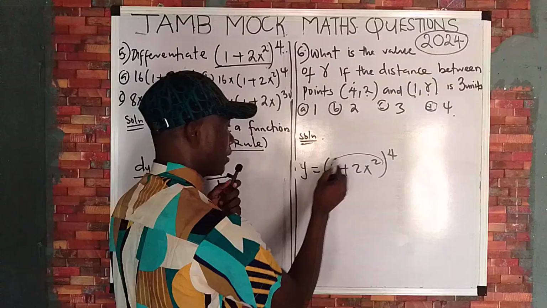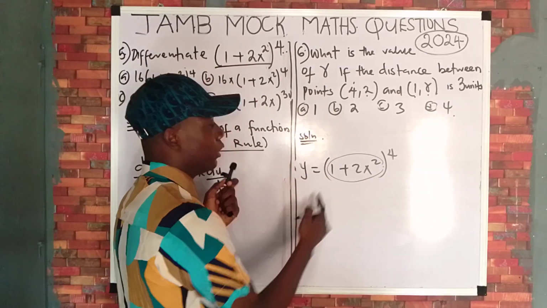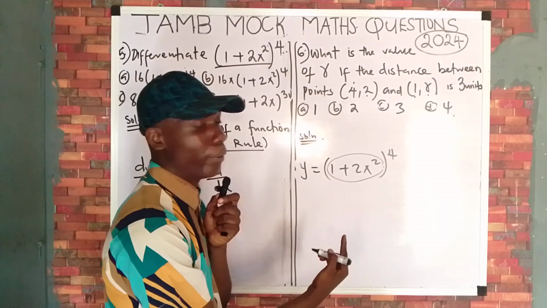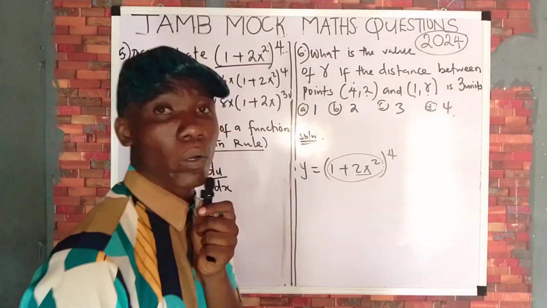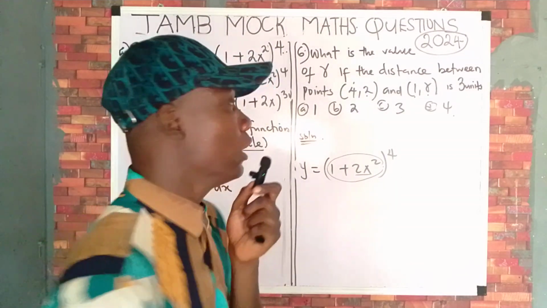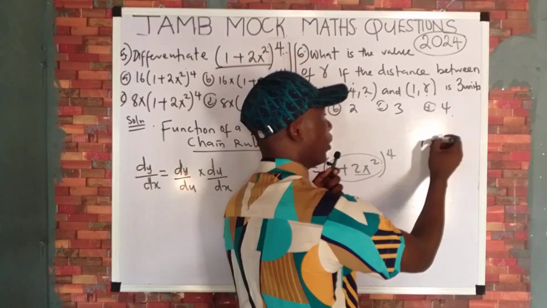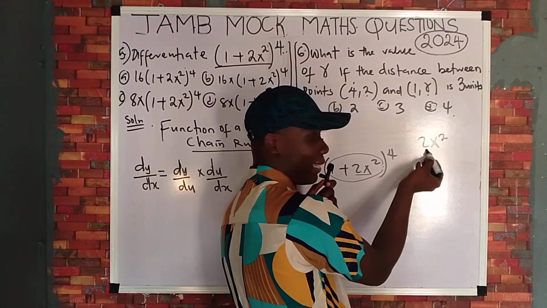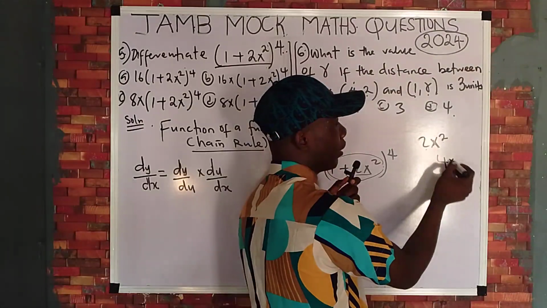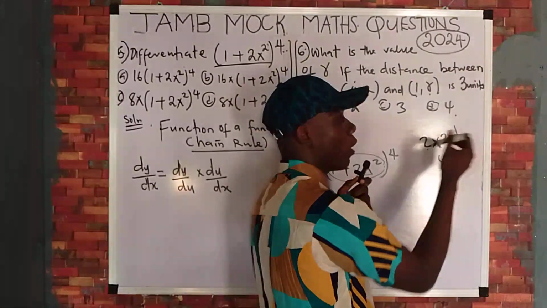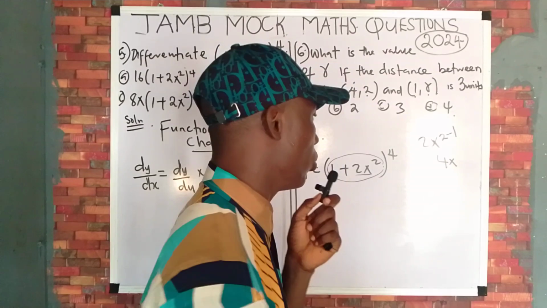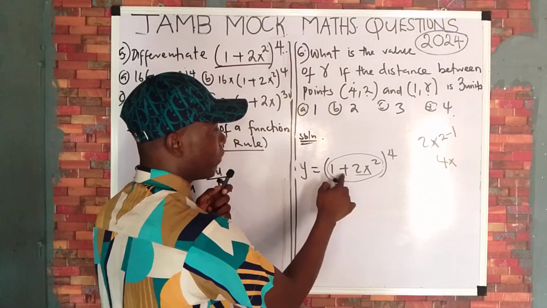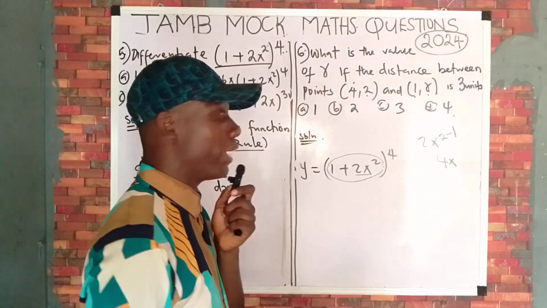You differentiate the inside first. Remember, if you differentiate 1, you have 0. So you are left with 2x squared. Differentiate 2x squared, you are going to get 4x. Remember, if I have 2x squared, you use this 2 to multiply this 2, and that will give you 4x, because you are going to remove 1 from the power after using the power to multiply the number. So if I differentiate this, I'm going to get 4x.